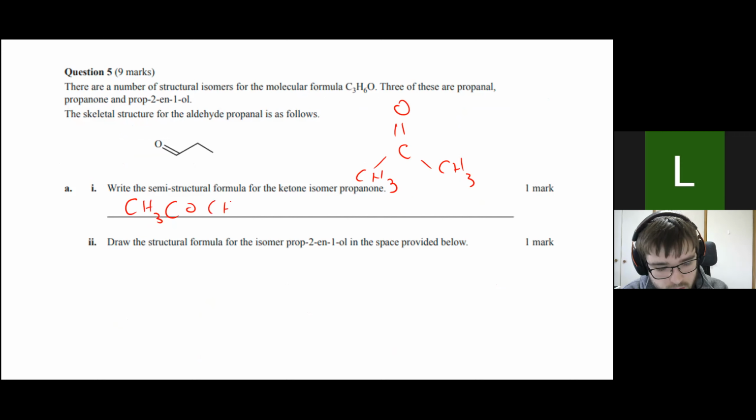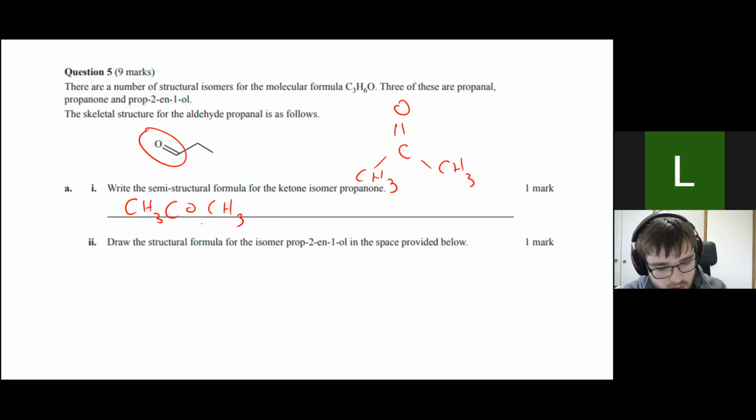So we can write the semi-structural formula going from left to right across here. Propanone, ketone. Remember, an aldehyde is the C double bond O on the end. C double bond O in the middle is a ketone. Write the semi-structural formula. There's one mark there.